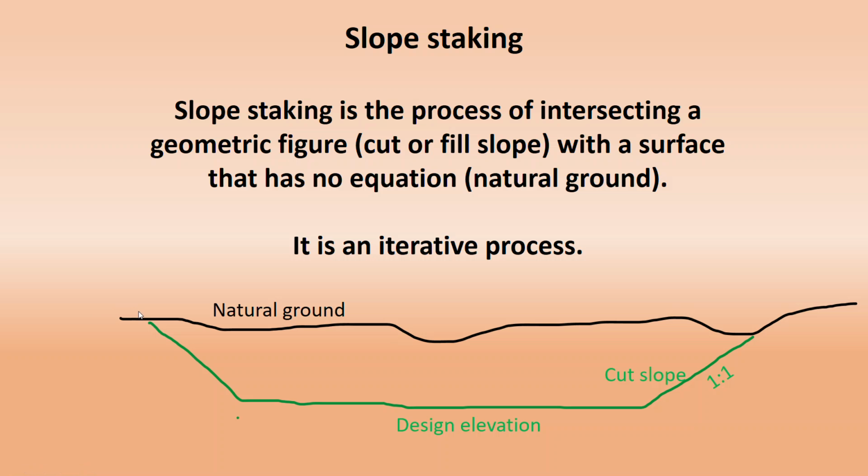We don't know the y equals mx plus b equation for the natural ground. It's unknown. It's out there. So we have to go through a process called slope staking to figure out where a line with an equation is going to intersect a surface that has no equation. And it's an iterative process, which means it's trial and error. You try something, you solve for it. If it doesn't equate, you try it again and you get a little closer.